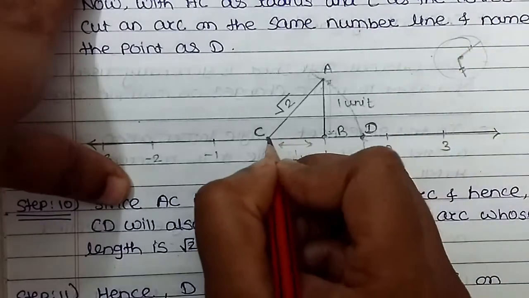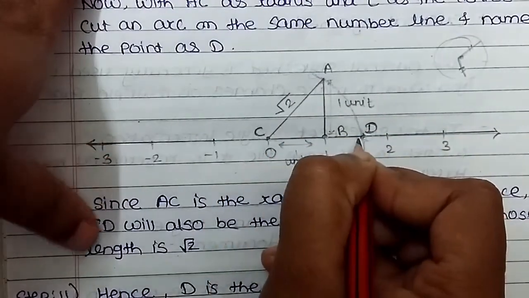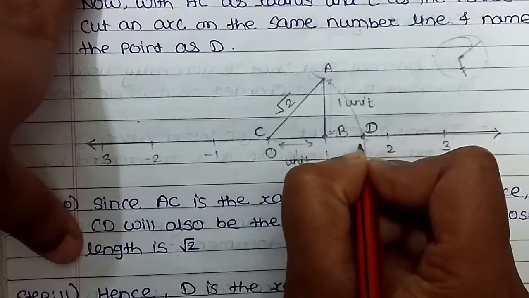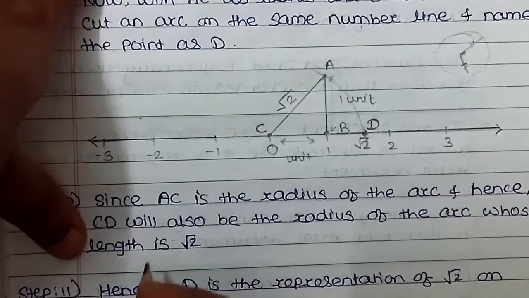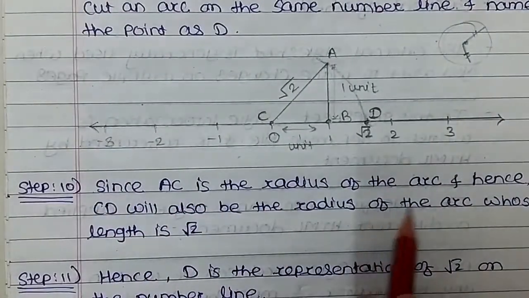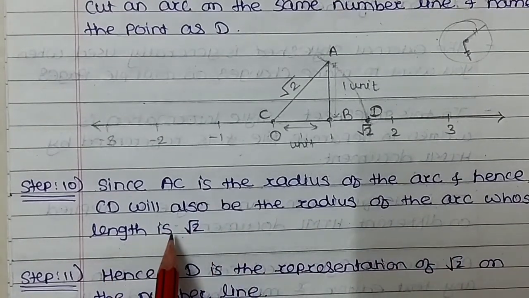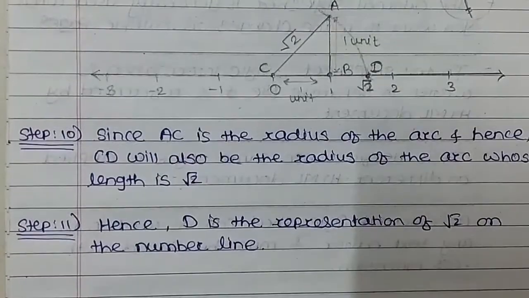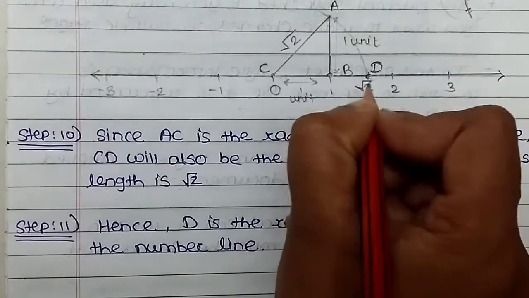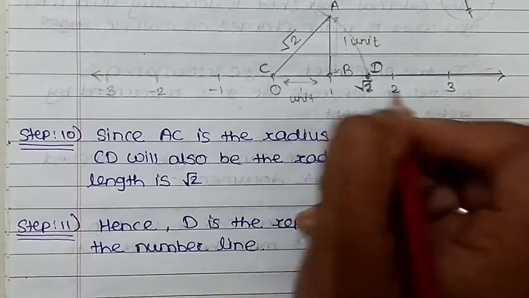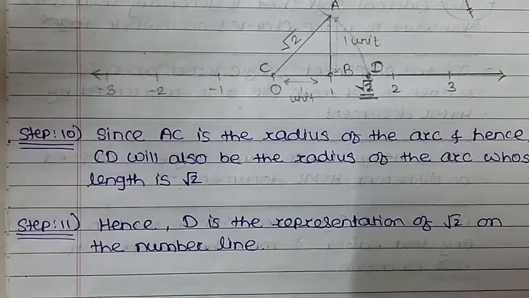Correct? That means if this is the radius of your circle, then this is also the radius of your circle. Okay, so therefore CD is root 2. Understand this one? Clear? Since AC is the radius of the arc, hence CD will also be the radius of the arc whose length is root 2. Next. Hence D is the representation of root 2 on the number line. Therefore we can say that D represents root 2 on your number line, and this is your answer. Understand? So we will stop here. Thank you.